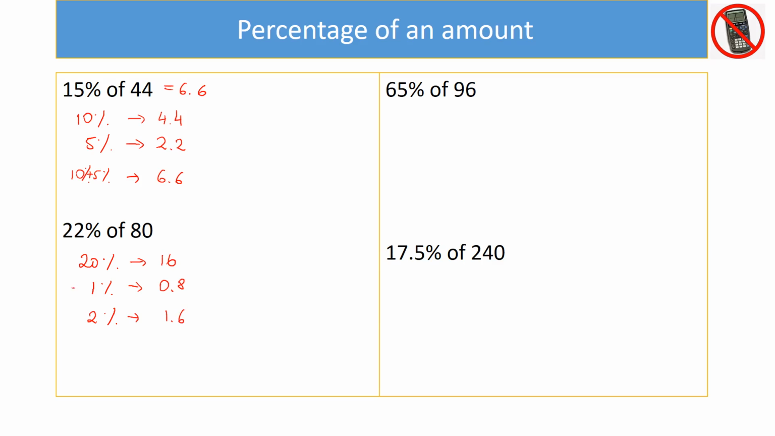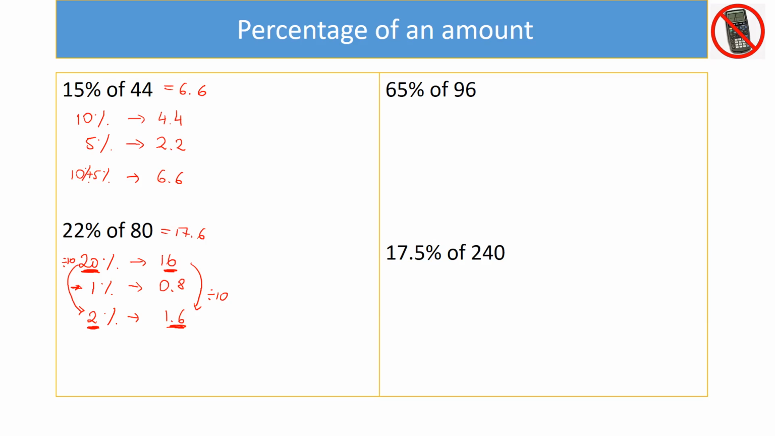I could also skip that middle step, and I could compare 20% and 2%. 2% is 10 times less than 20%, so it will be 10 times less than 16, so that is 1.6. So I could go here, that's dividing by 10, and that's dividing by 10. Now I need to add 20% and 2%, so I need to add 16 and 1.6, and that is 17.6.